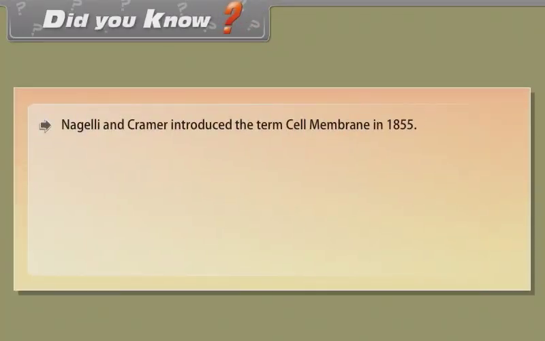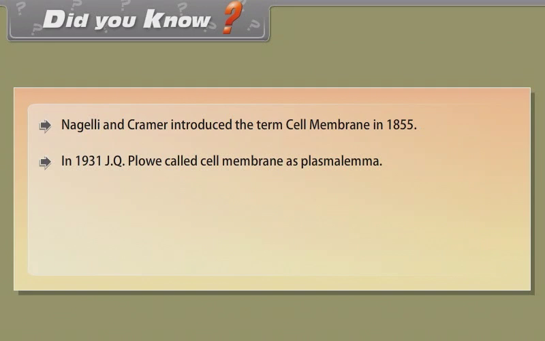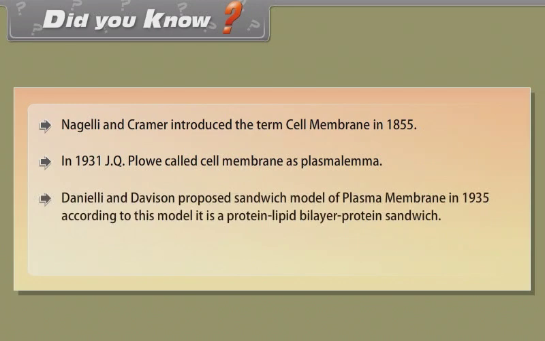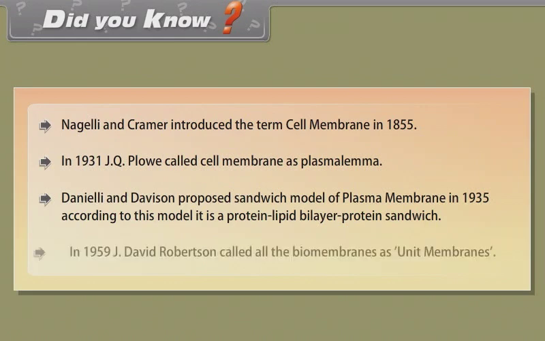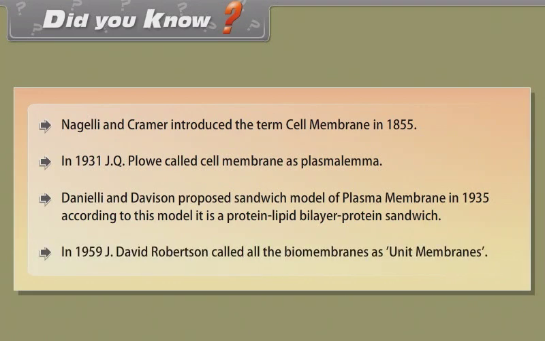Did you know? Nageli and Kramer introduced the term cell membrane in 1855. In 1931, J.Q. Plowe called cell membrane as plasmalemma. Danielli and Davson proposed the sandwich model of plasma membrane in 1935. According to this model, it is a protein-lipid bilayer-protein sandwich. In 1959, J. David Robertson called all the biomembranes as unit membranes.